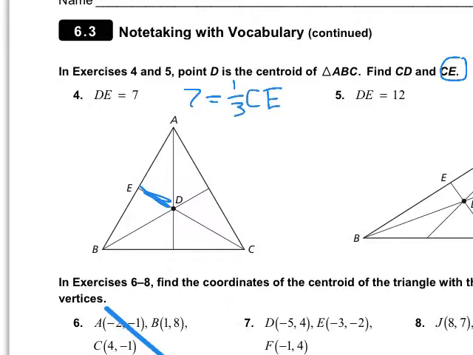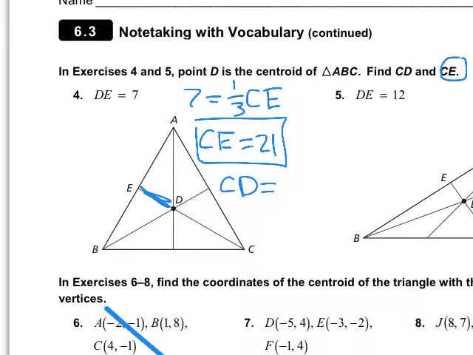So 1/3 of CE, okay? So opposite operation, to get rid of my 1/3, I would just multiply by 3 on both sides, so I end up figuring out that CE should be 21, okay? So CE is 21, and now what's the other piece I need to find? CD. So CD is the long side, so I know the long side CD should be equal to 2/3 of the whole, which now I know is 21. So 2/3 of 21 is just going to be 14. So I know CD is equal to 14.